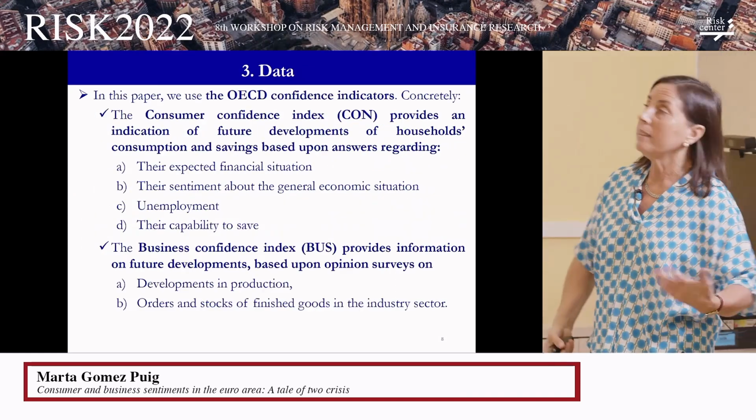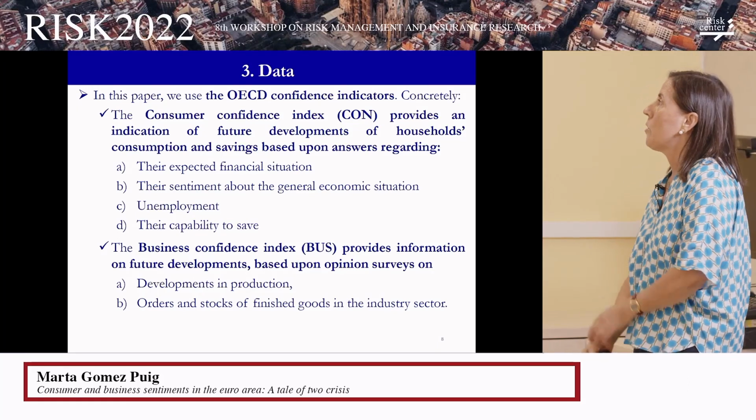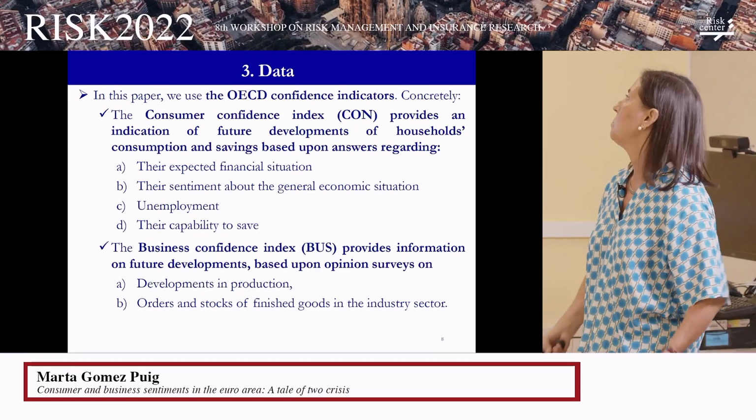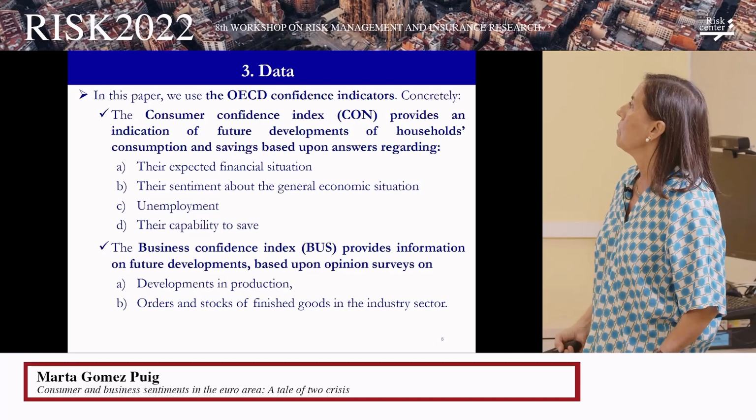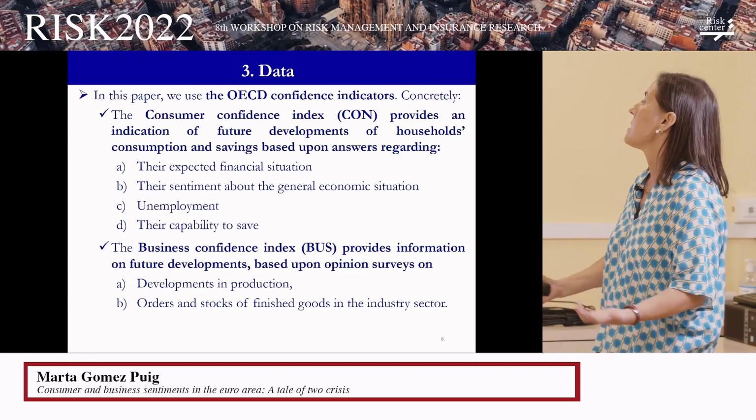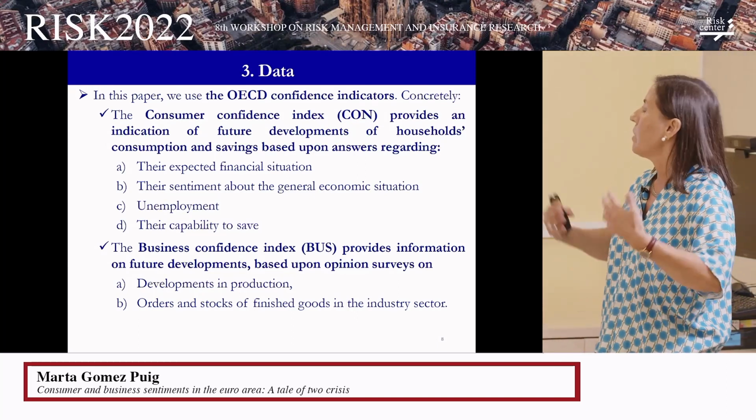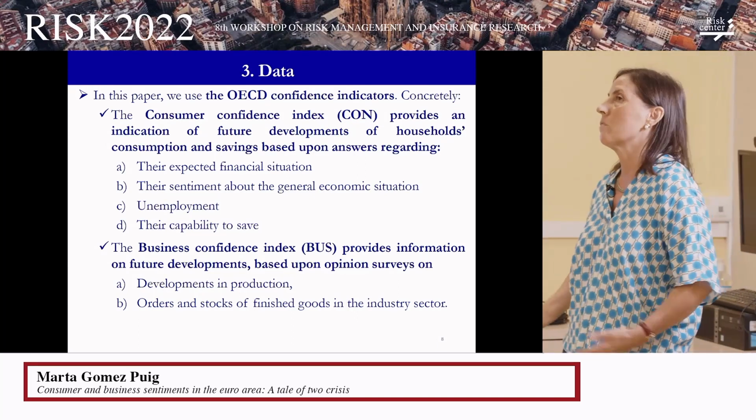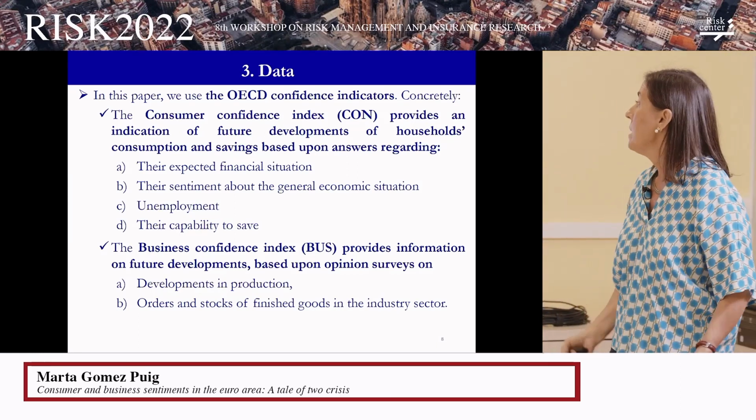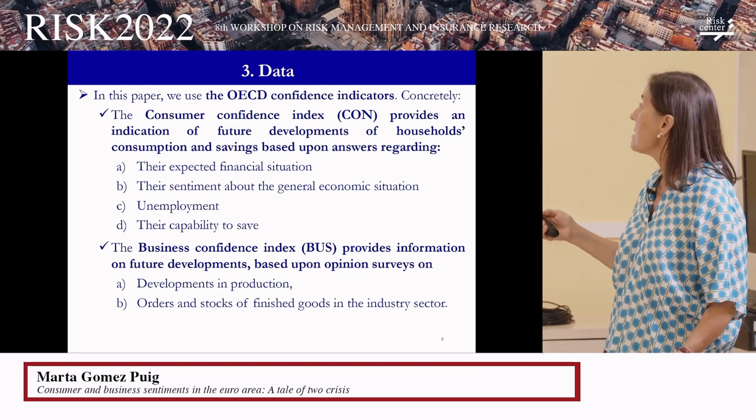So regarding the data, in this paper we use the OECD confidence indicators. Concretely, the consumer confidence indicator provides information on future developments of households' consumption and savings, and the business confidence indicator provides information on future developments of companies. Both indicators are built upon opinion surveys.